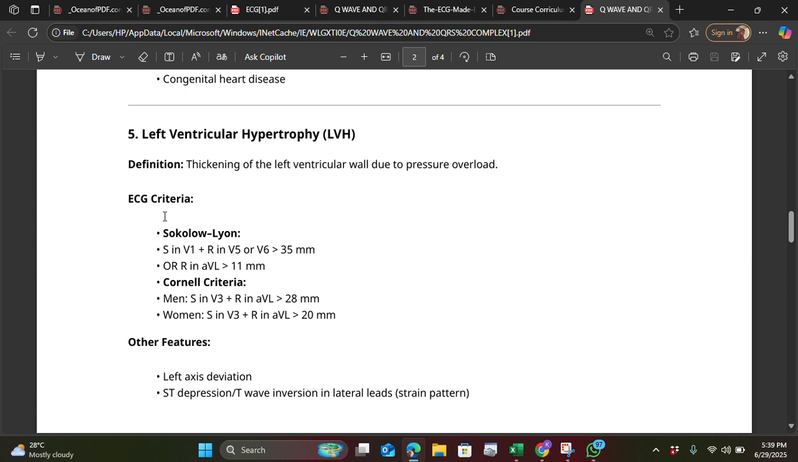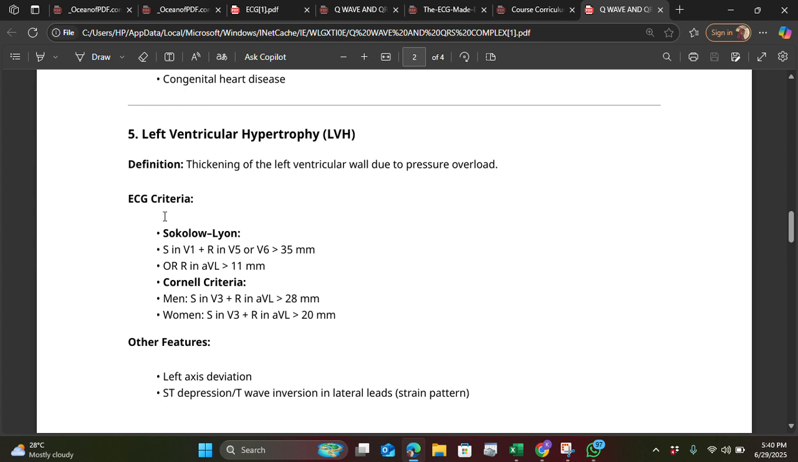Say my P wave is tall, my QRS is tall, but when I use one method, it did not add up. So my patient does not have left ventricular hypertrophy? No, you have to check all other methods. That's the reason for the multiple methods in left ventricular hypertrophy. Now there are two. The most common one is the Sokolow-Lyon criteria.